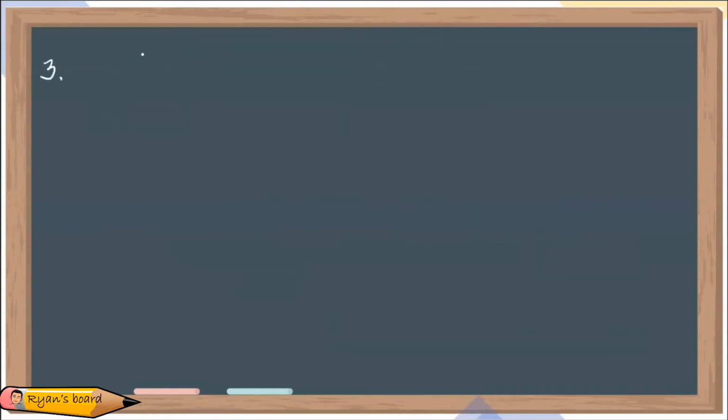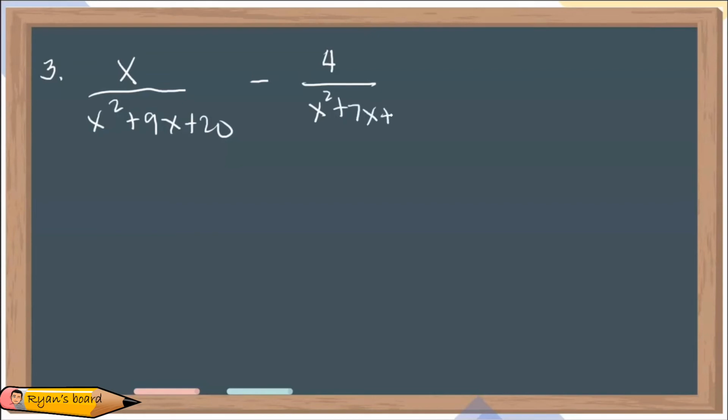Let's have this one. That's x over x squared plus 9x plus 20 minus, let's say, 4 over x squared plus 7x plus 12. Okay. So, kapag ganito ang ating denominators, meron kasing factors iyan di ba? Yung ating x squared plus 9x plus 20, merong factor yan. Ano ang factor niyan? I think mas maganda sa baba natin ilagay, no?